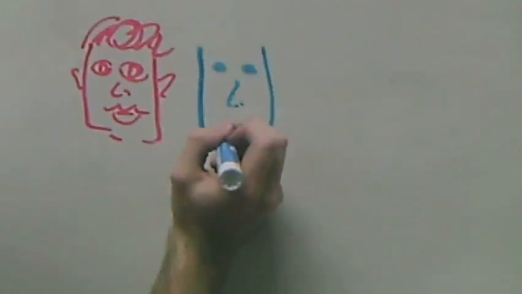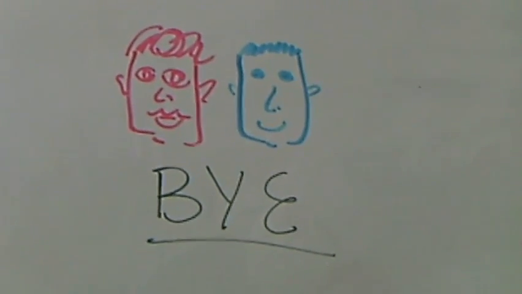Wow, great advice, Mitch. Well, that wraps up our video. Hopefully now you know why carbon monoxide is poisonous and carbon dioxide is not.